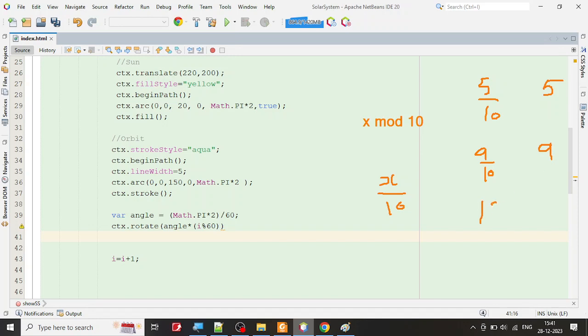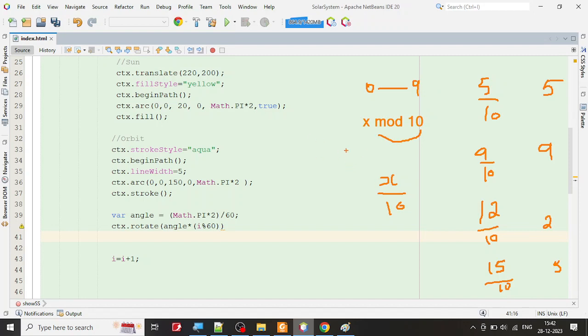What if the value of x is 12? 12 divided by 10, 10 goes one time, so the remainder is 2. What if x is 15? 15 by 10, 10 will divide one time, 5 is the remainder. So remember, the remainder that you get when you divide something by 10 is 0 to 9. You cannot get 10, because if the remainder is 10, that means 10 can divide this number.